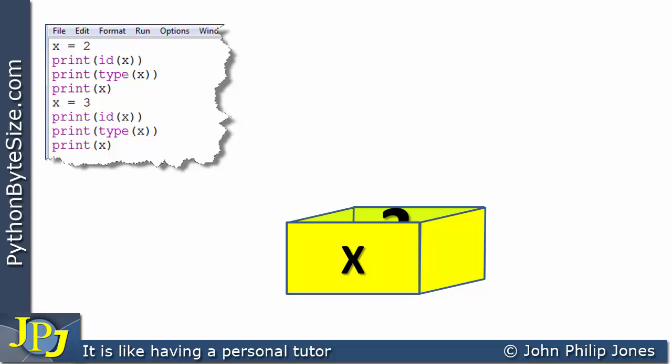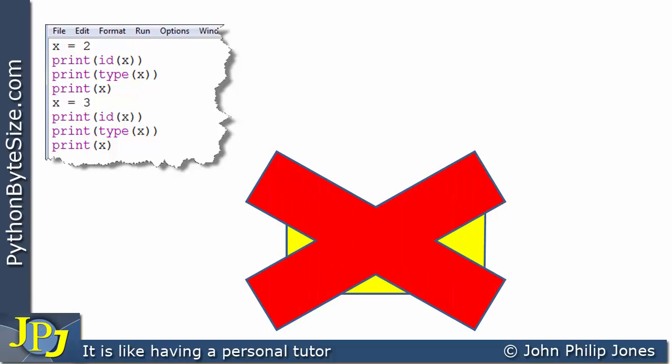And when we then come down to this particular statement, x is assigned 3, we can see we've already got the box x, so we'll take out the 2, throw that away, and replace it with the 3. Now the thing is, within Python it doesn't work in this way. Within Python, when we see an assignment statement, we need to think of it slightly differently, and the way in which we need to consider it is as follows.